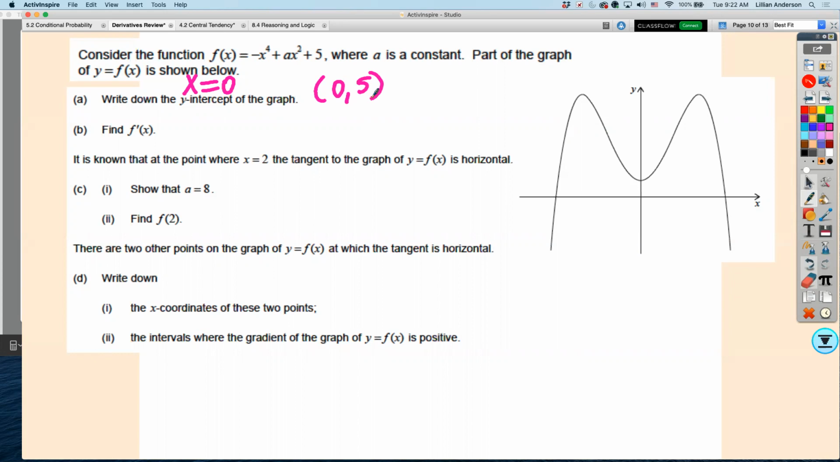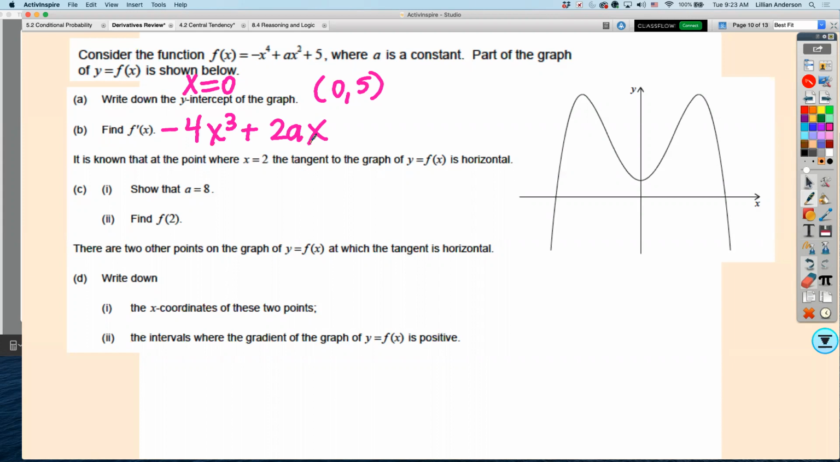Now we have to find the derivative. Do that, please. What's my derivative? Negative 4x to the third plus 2ax. Very good. So now that I have my derivative, it says it is known that at a point where x is equal to 2, the tangent of the graph of the function is horizontal.